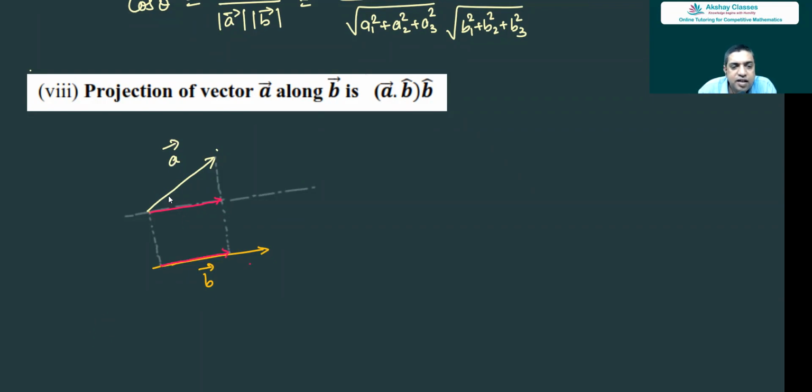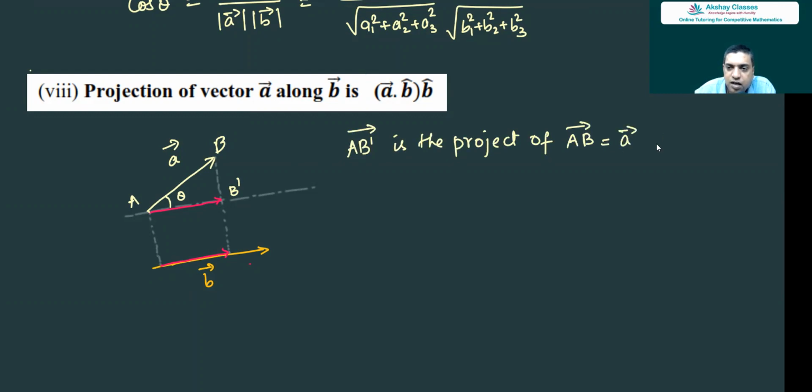Now angle between A and B is theta. So if you make B as co-initial vector, you get theta. So now let's say this is A, B, and this is A, B dash. So A, B dash bar is the projection of AB along B bar.